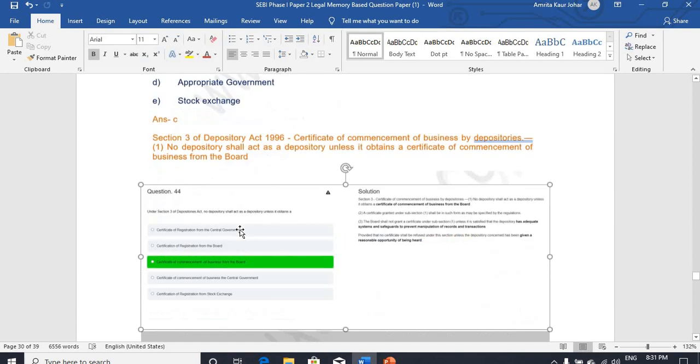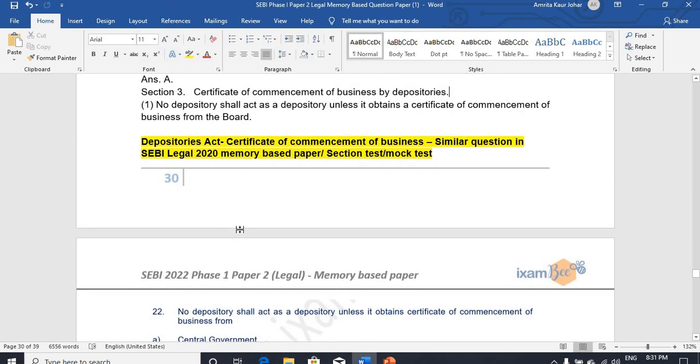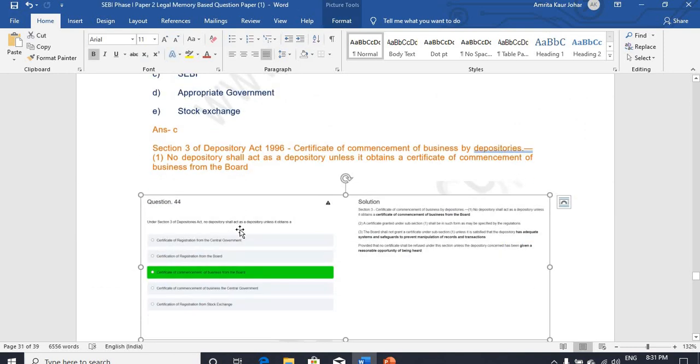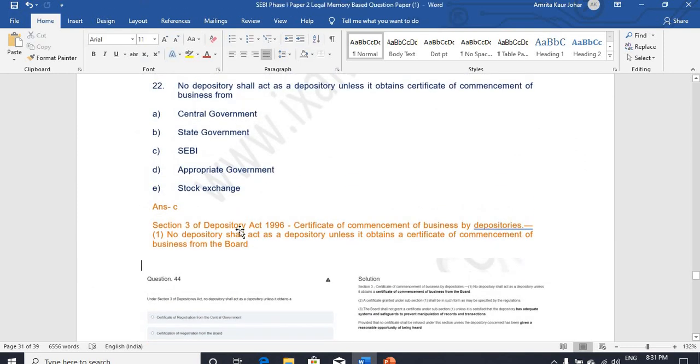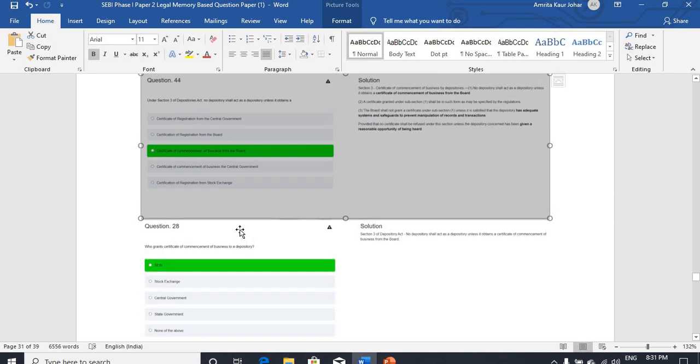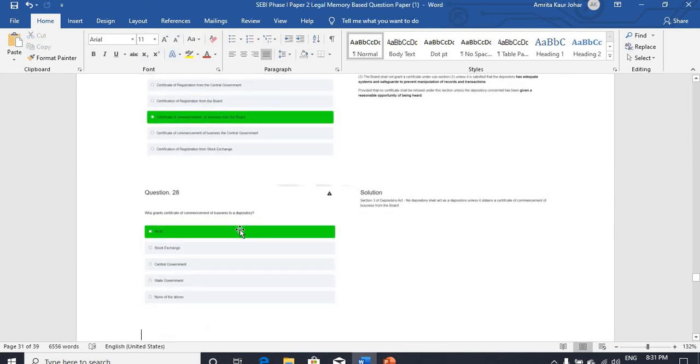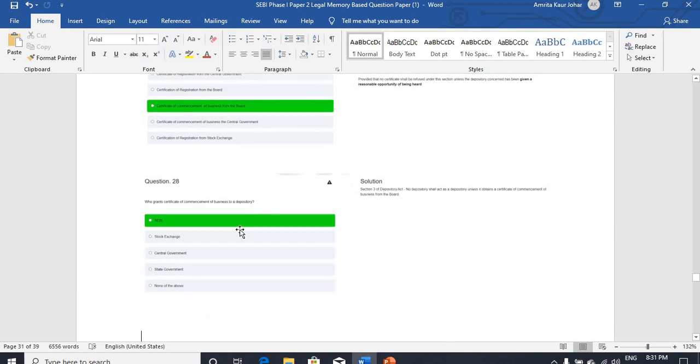This question is also a very similar question, a very near question was covered in ixamBee material. As you can see in question 44, we have it in the section test, we have it in the chapter test also. Who grants certificate of commencement of business to a depository, covered under section 3 of the Act.